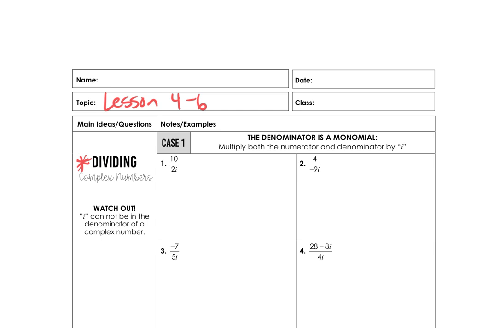A couple of reminders. Anytime we see that i squared, remember we're always going to be replacing that with our -1. That's still going to be in use today. And one other reminder is that we always want to express our answers in this a plus bi, where a is going to represent my real number, the bi is going to be my imaginary portion.